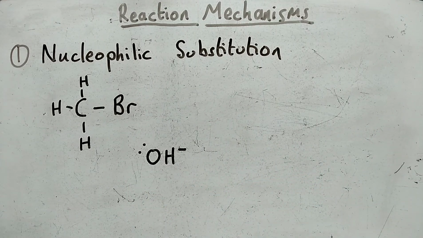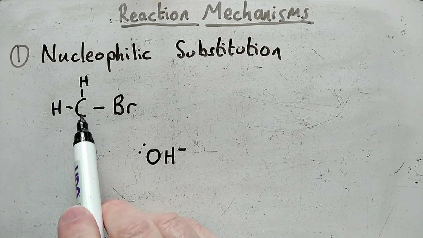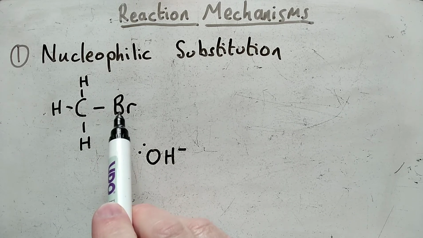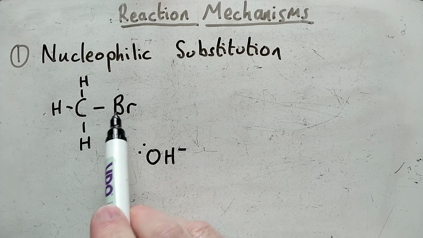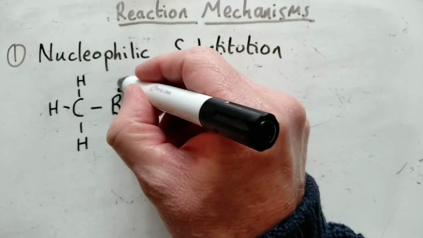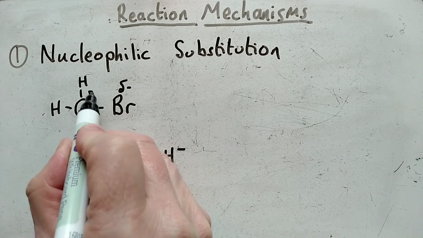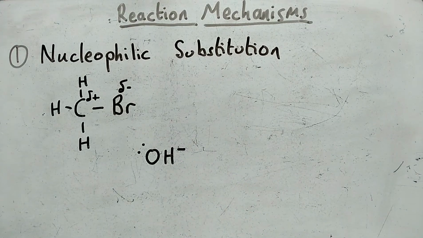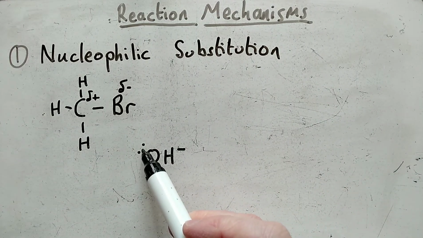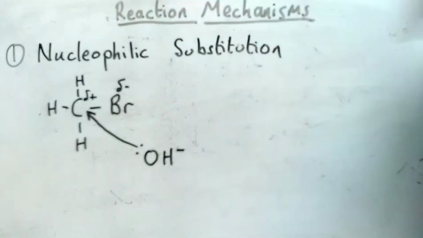So what's that going to be attracted to? The starting point here is the fact that we've got a C attached to a Br. Well, this Br is obviously a halogen, so it's going to be more electronegative than the carbon. So the bromine will have a delta minus charge, and the carbon will have a delta plus charge. What that means now is that our lone pair on our nucleophile, in this case a hydroxy group, that lone pair will be attracted here to the carbon.